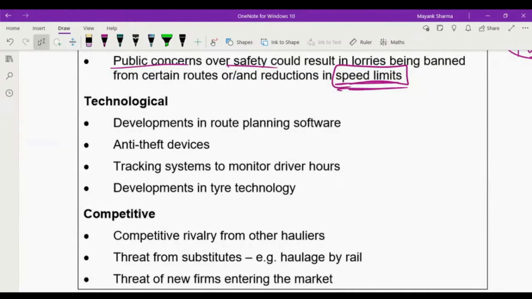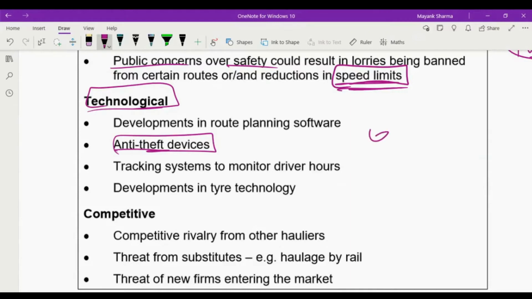Technological factors are also there. So for example, the government has reduced the route by making a hanging bridge, or a suspension bridge or something. Then that is a technological factor. Technological developments can help the business to bloom. Also, we have anti-theft devices. Trucks are of very high value. They are susceptible to theft. So if there is an anti-theft system in place, then that can save a lot of money.